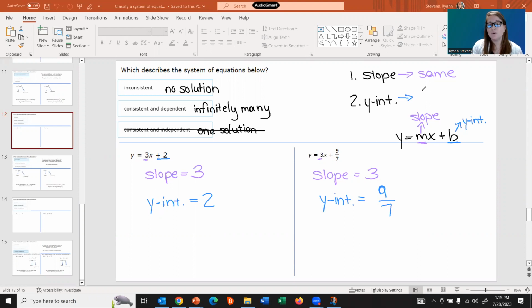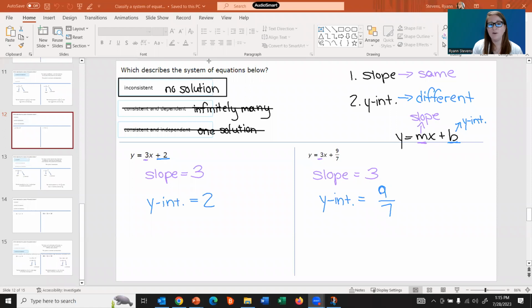So our y-intercepts will be different for these equations, which tells us that the slope is the same, but the y-intercepts are different. These are not the same line. Remember, if it's infinitely many, it means the same y-intercept and same slope, so consistent and dependent, infinitely many, would not work. These are actually going to be parallel lines. The slope will be the same, but the y-intercepts are different. They're going to run parallel to one another, never going to meet, and they're never going to intersect. So there's going to be no solution, or we can say this is inconsistent.